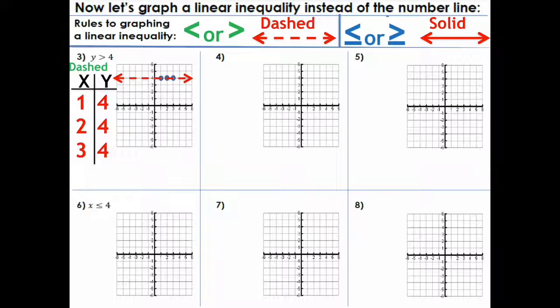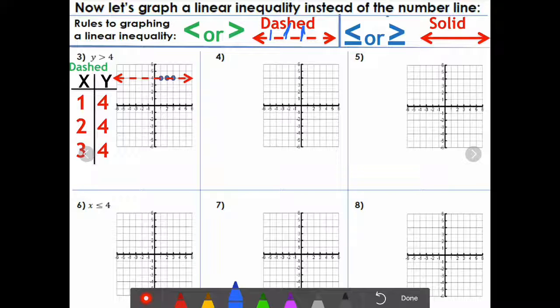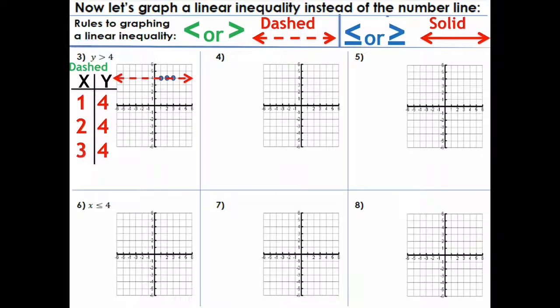Finally, we're going to put a test point in here. Now the test point would have to fit y is greater than 4. So if we put negative 100, negative 100 is not greater than 4. But if we put 100, 100 is greater than 4. And on the y-axis, 100 is up towards this way. So we're going to shade that way. So this is what the graph is going to look like. Above the line is where y is greater than 4.